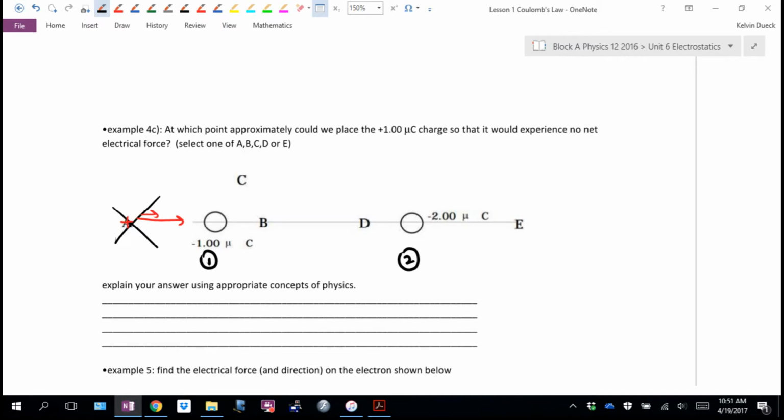Let's do the same with location E. Let's imagine a little positive test charge right here. And let's look at charge 2. Charge 2 is negative. Charge 1 is positive. Will charge 2 attract or repel our little positive test charge? Attract. So there's going to be a force to the left right there from charge 2. What about from charge 1?